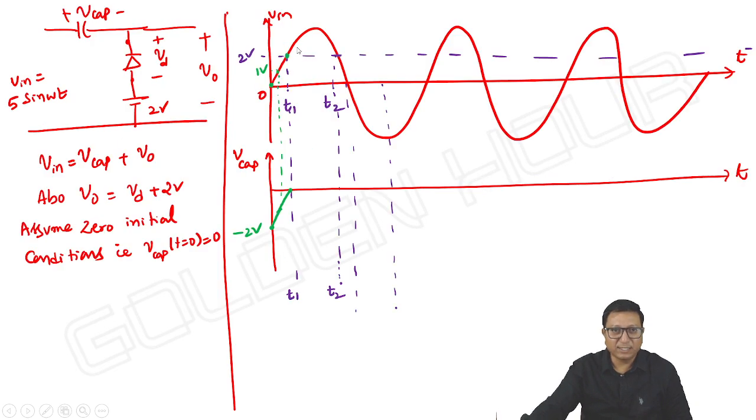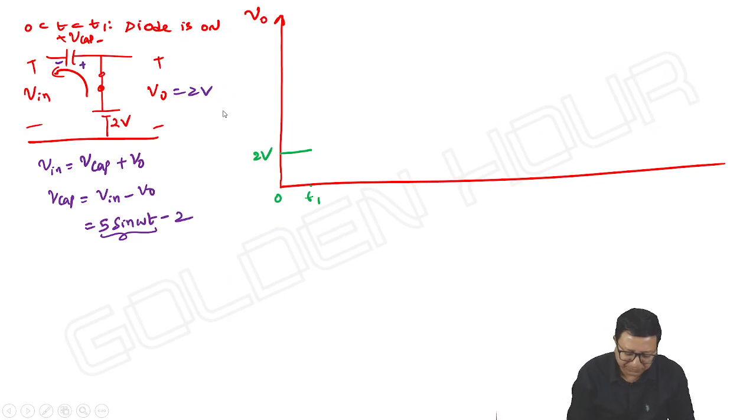Next, for t greater than T1, the input goes above 2 volts, which means the cathode voltage of the diode is trying to go above 2 volts. V capacitor is 0. For t greater than T1, input is going above 2 volts and the cathode is going above 2 volts, and the anode is at 2, so the diode will be off. So for T1 less than t less than T2, the diode is off.